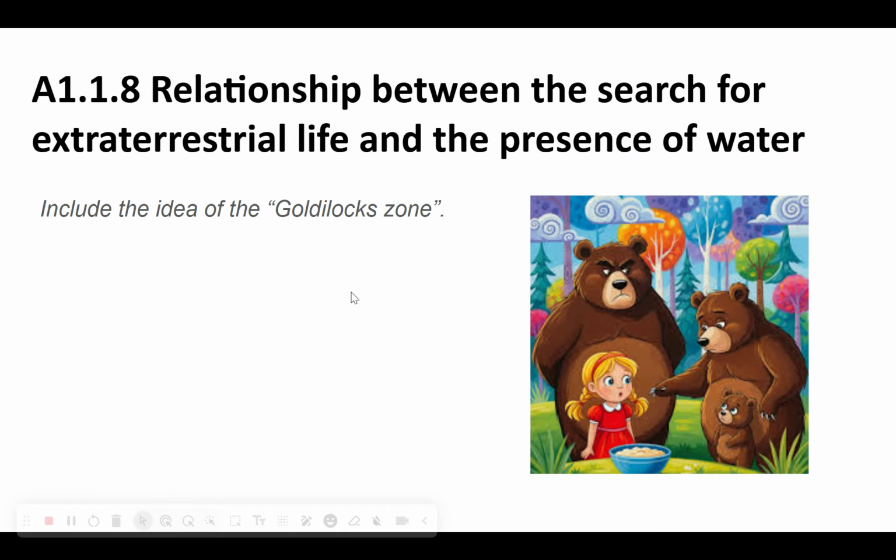All right. So the next thing is the relationship between the search for extraterrestrial life and the presence of water. And here we'll talk about the idea of a Goldilocks zone. So my picture here is Goldilocks and the Three Bears. And you might remember this story where Goldilocks was breaking into the house of these poor bears and kept messing up all their stuff, and would always find first a set of stuff that was, for example, like porridge that was too hot, and then too cold, and then just right.